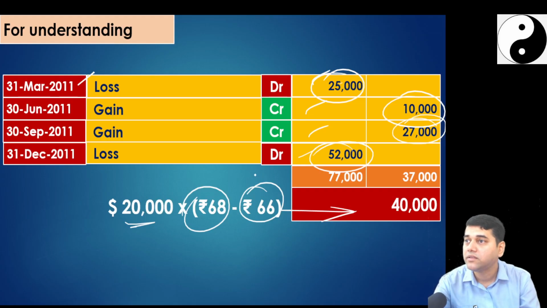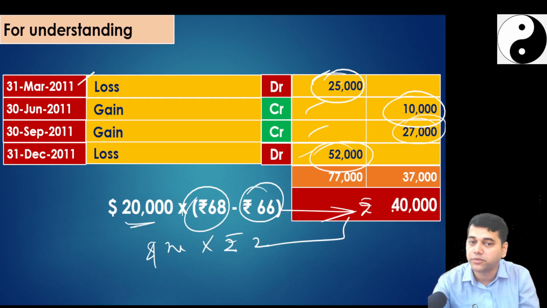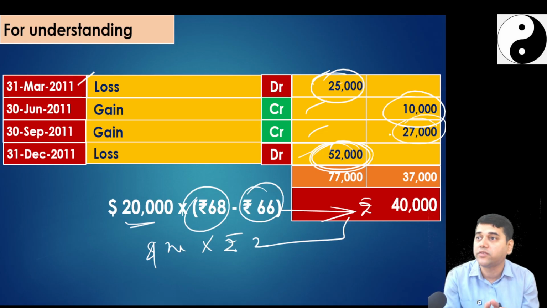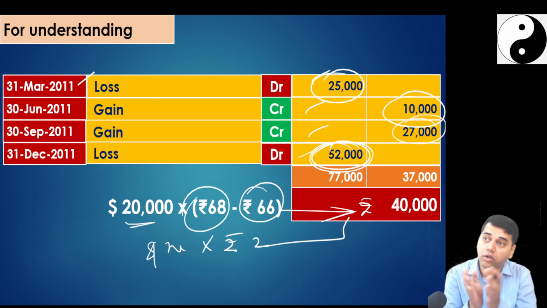2 rupees loss per dollar. So, total 40,000 rupees loss. 52,000 is quarterly because there were cumulative losses. In total, overall, what is your loss?